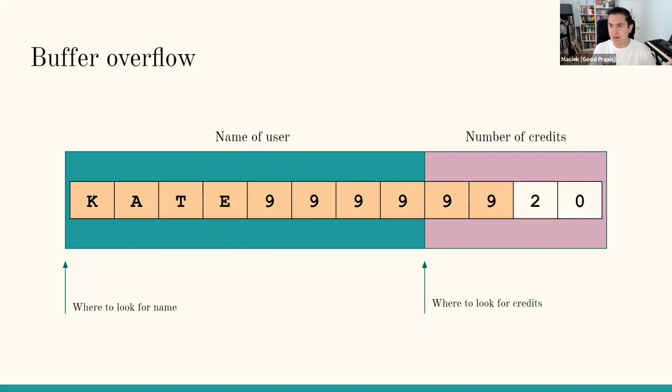I put in my name, but by putting my name in, I've changed the number of credits that I have. So I originally had 20 credits, now I have 9,920 credits. The reason this worked is because the programmer didn't check how long the name I'm putting in is. All they did was say, please give me your name. Okay, great, I'm grabbing it. I'm going to put it in memory and I don't care how long it is.